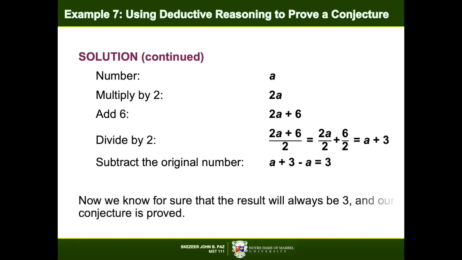Okay? So now we know for sure that the result will always be a 3 and our conjecture is proved. So again, why is it that we've proved it? Kasi nga, nag-pick na tayo ng any number A, arbitrary number A that could represent all the possible numbers.